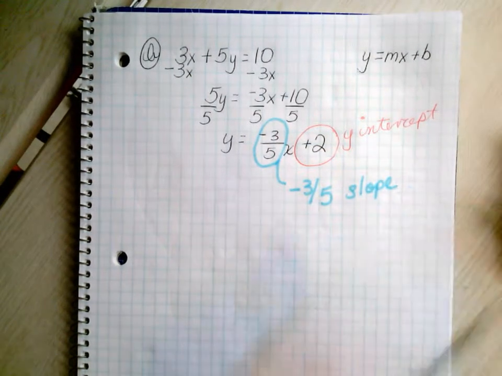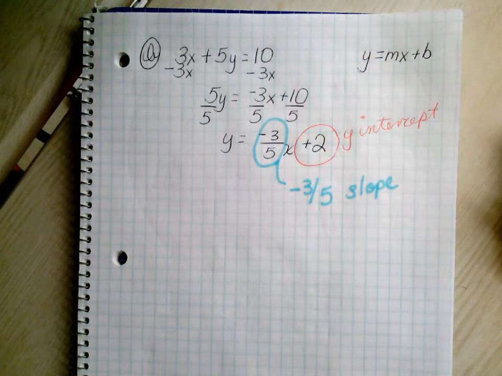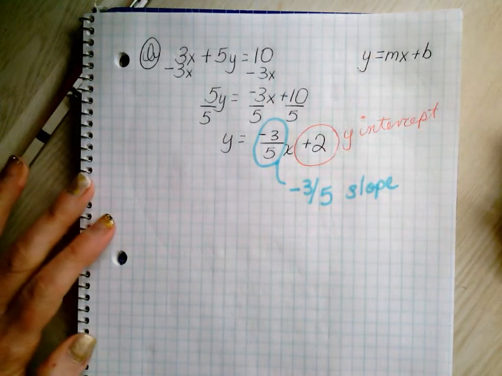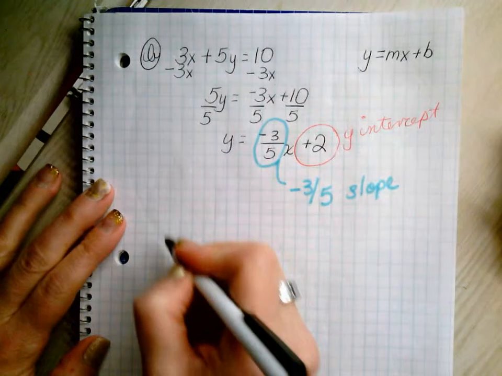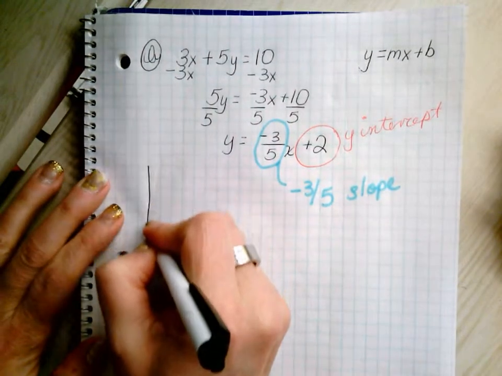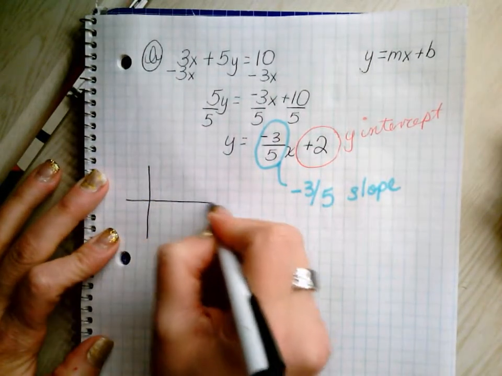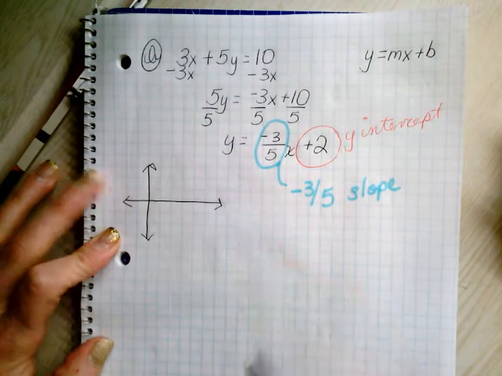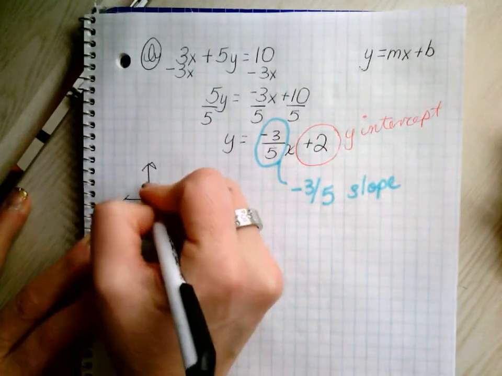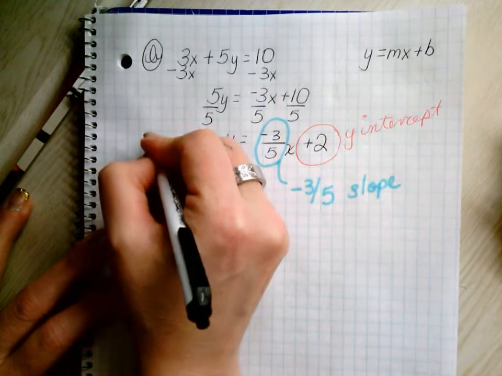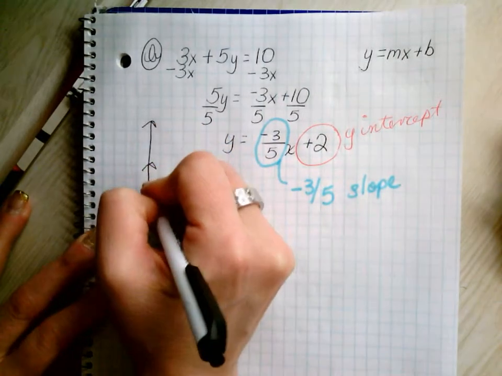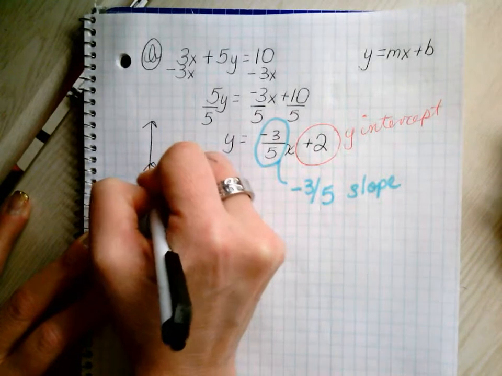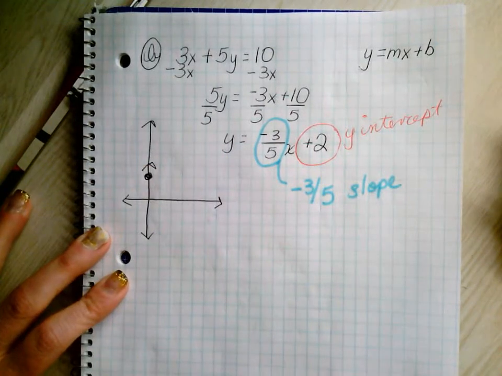Awesome. If I asked you to graph it, you could. So I need a little bit of room going this way. Y-intercept is a positive 2. Should have made that a little bit bigger, Mrs. Myers. Y-intercept is a positive 2. There it is.